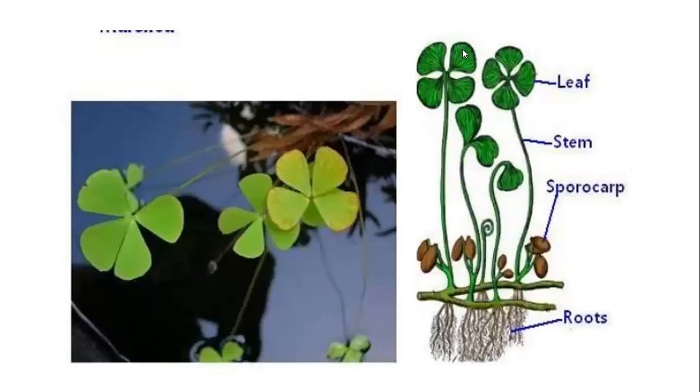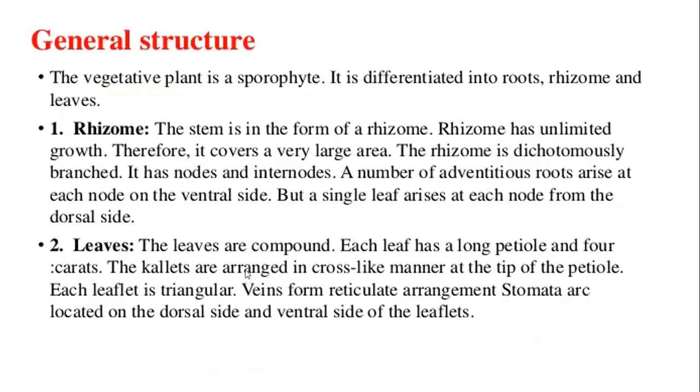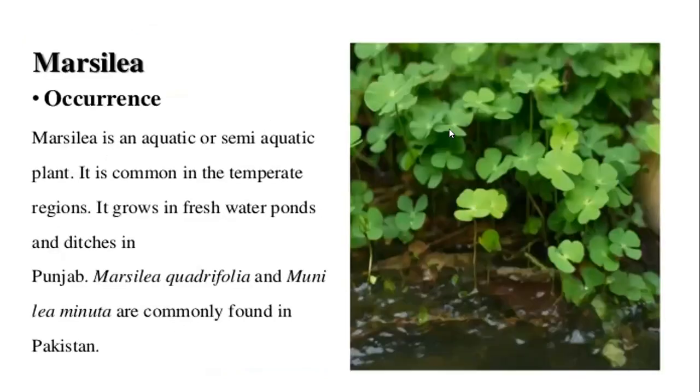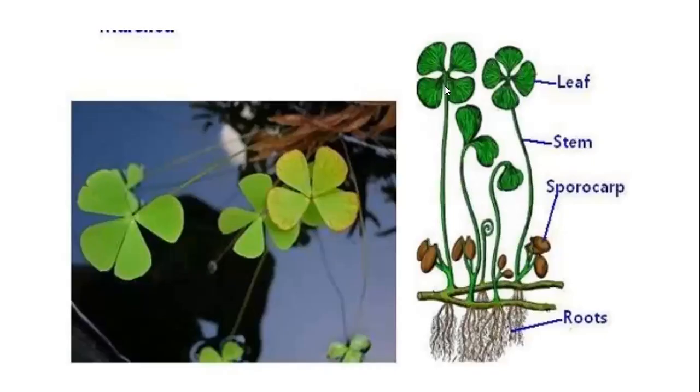Okay, so this is the entire leaf. This is a long petiole, and the lamina of the leaf is dissected into these 4 lobes. They are arranged in a cross-like manner at the tip of the petiole, and each leaflet is triangular. You can see the shape of each leaflet.